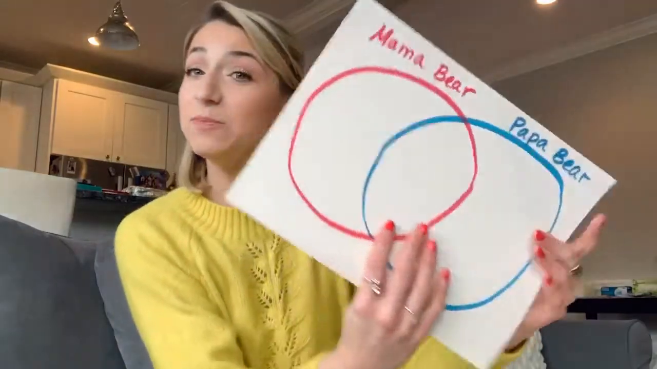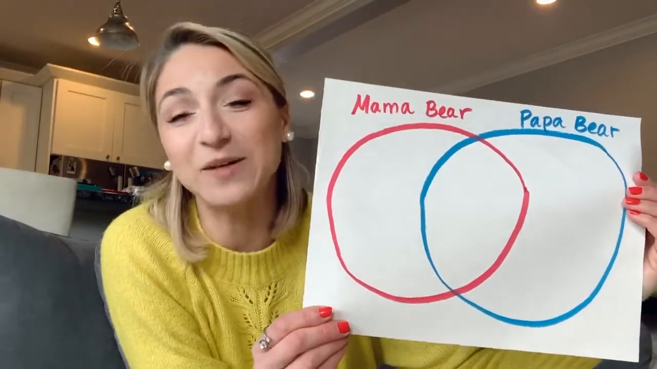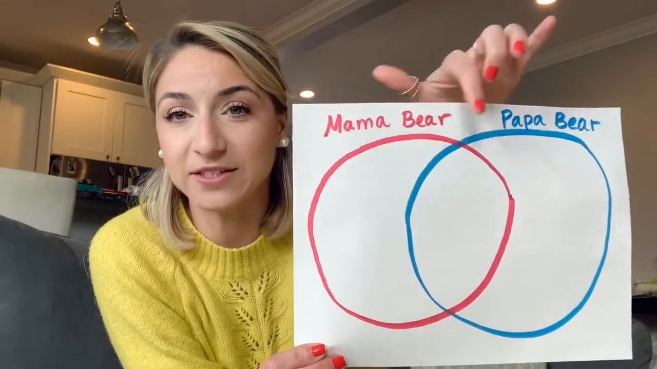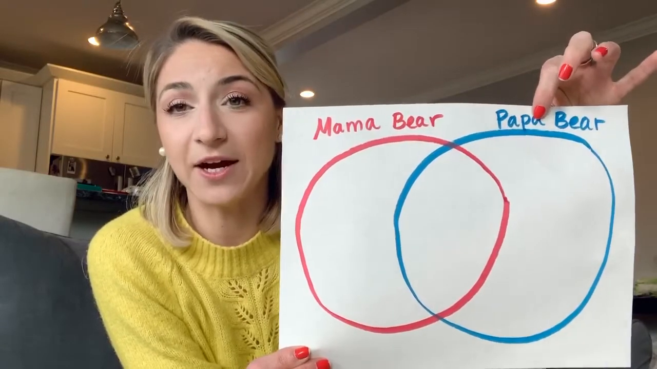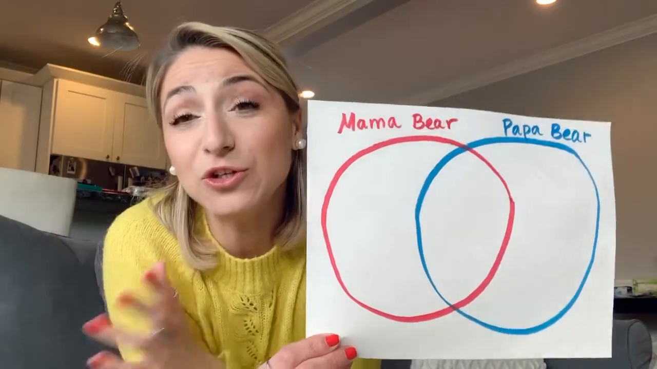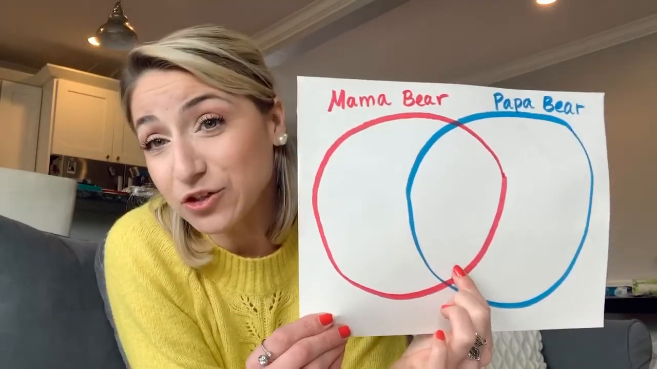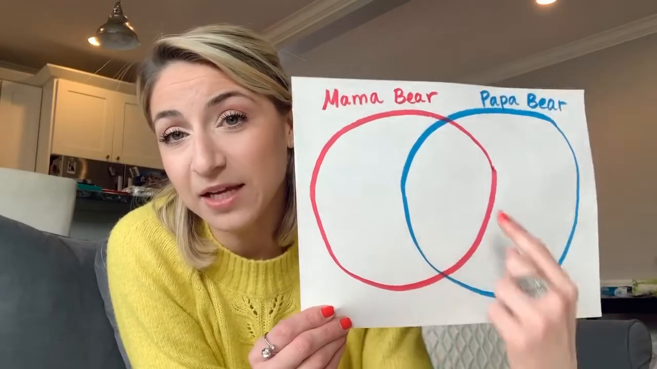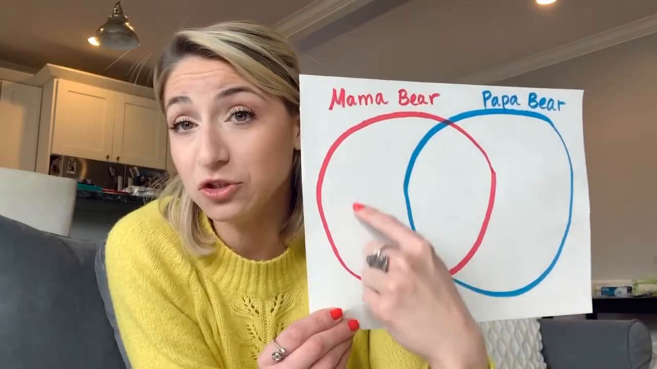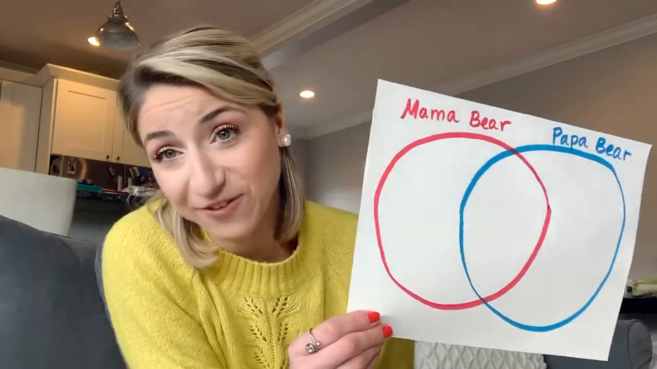Okay, here's a picture of a Venn diagram. I've decided to use two different colors because I find that it helps me keep things organized. So I've made Mama Bear the red circle and Papa Bear the blue circle. This is a picture of a Venn diagram, those two circles that are joined together in the middle. Where the circles overlap in a Venn diagram, this is where you write what's the same. When the circles don't overlap, that's where you're going to write what was different for them.